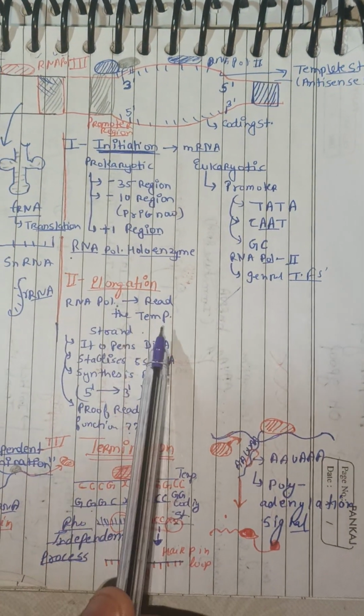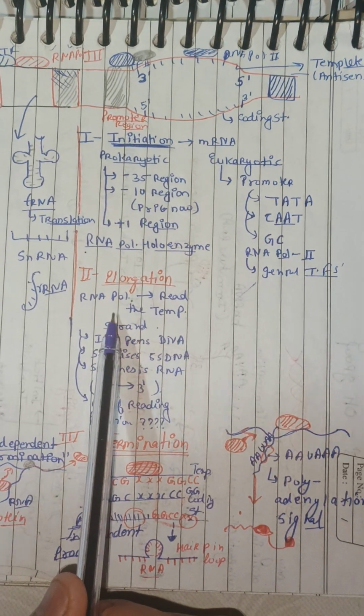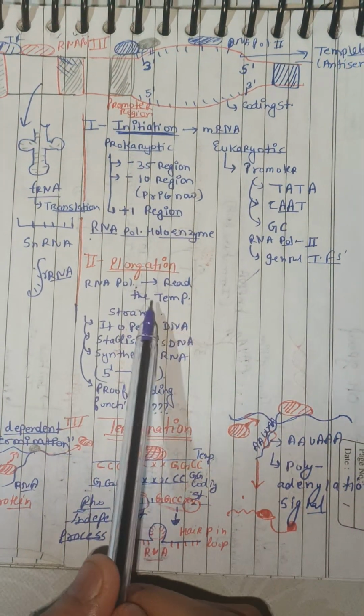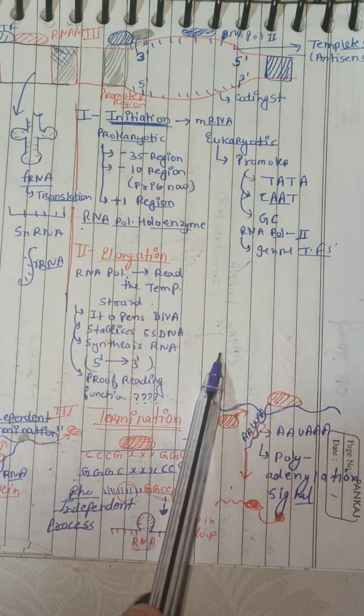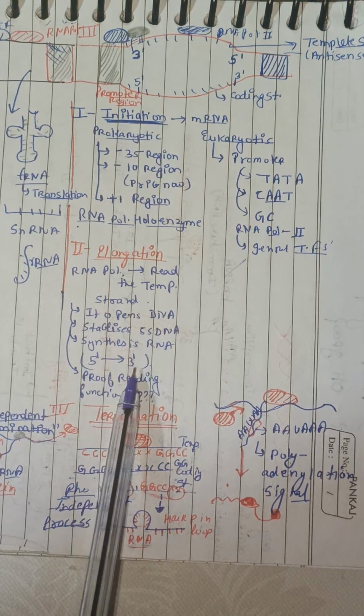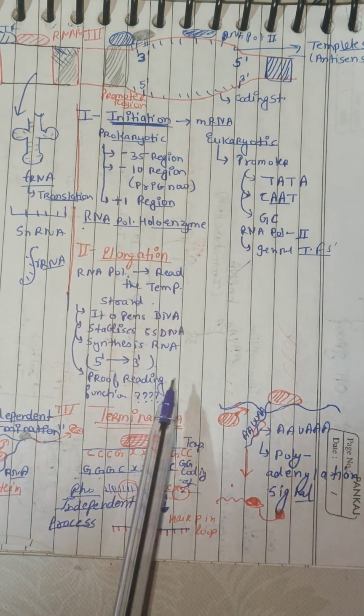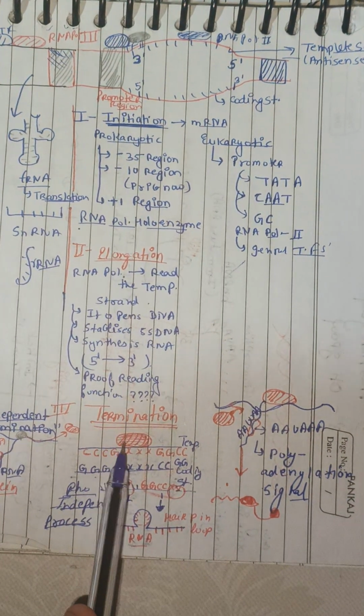Second step is elongation. In elongation, RNA polymerase reads the template strand. It opens the DNA, stabilizes the DNA, and then synthesizes the RNA in the 5' to 3' direction, which is also called proofreading. At last, the third step is termination.